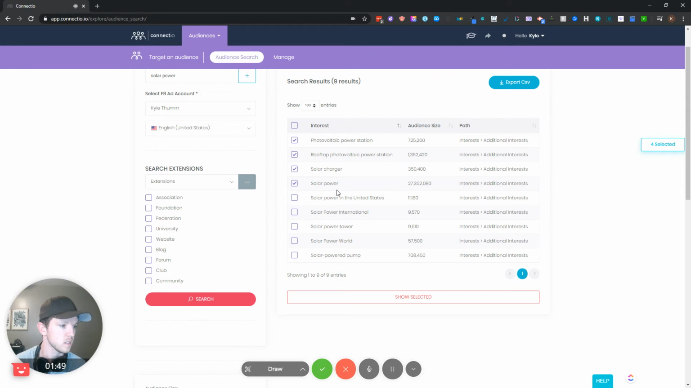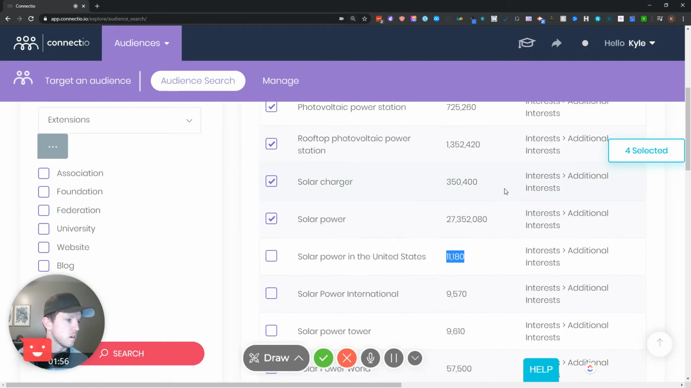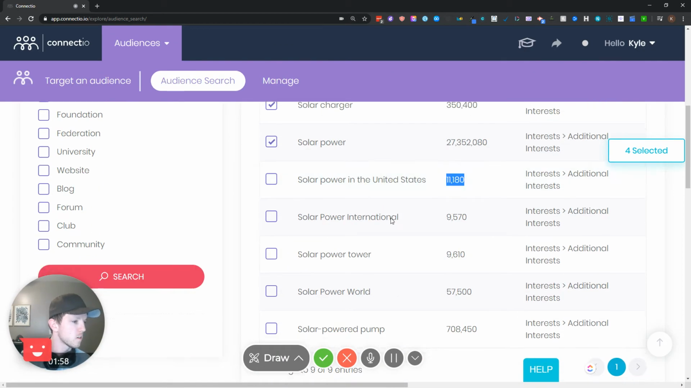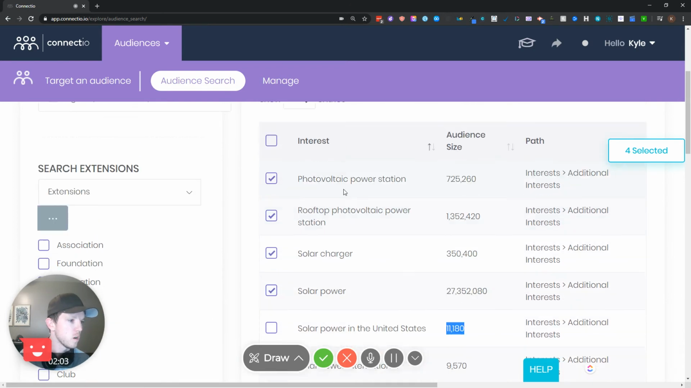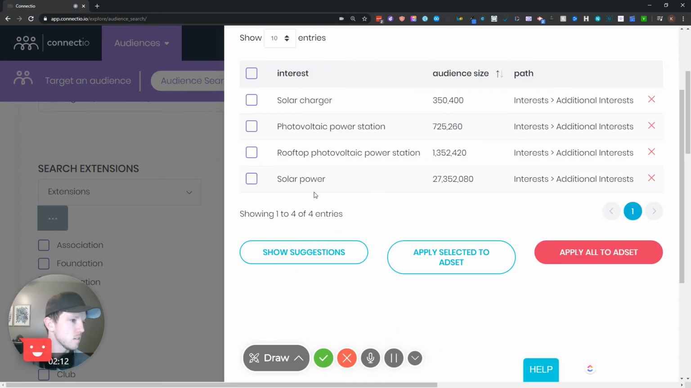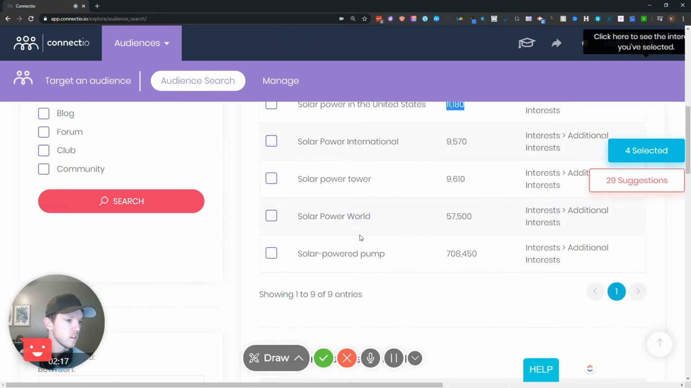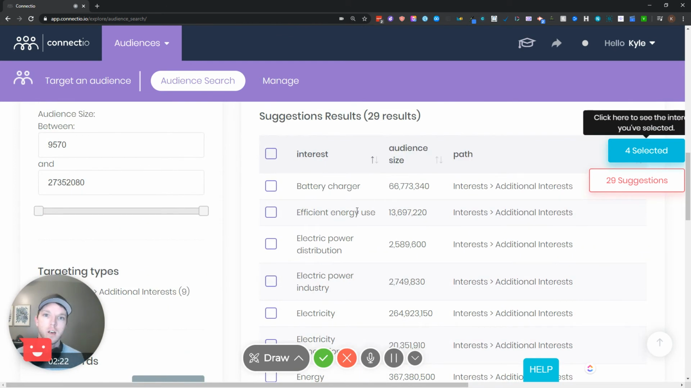These ones I'm not really clicking on just because the audience size I can see right here is only 11,000. Let me zoom in a little so you can see better. Solar Power International, Solar Power Tower, Solar Power World. Okay, so we've got these top four: photovoltaic power station, rooftop PV power station, solar charger, solar power. Now over here on the left-hand side I say show suggestions, and it takes those four and gives me a new list with more suggestions, other similar ones that I might be interested in.